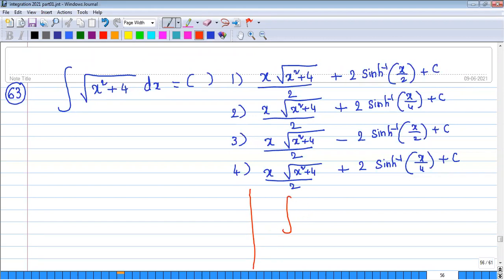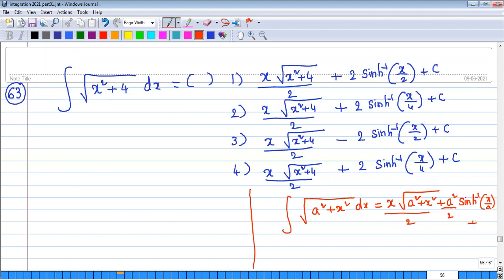This is a standard result. Root of a square plus x square dx. Formula: x root of a square plus x square upon 2 plus a square by 2 sinh inverse x by a plus constant of integration. Here a means 2. Directly you can write the answer.